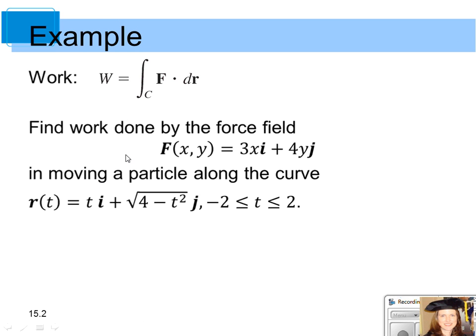Okay, in this example, I'd like you to try this one on your own. Evaluate the line integral for work. Find the work done by the force field, where your force vector field is F of x, y equals 3x i plus 4y j in moving a particle along the curve where r of t equals t i plus the square root of 4 minus t squared j for the time interval from -2 to 2. You can try this one on your own and then come back and check your solution.